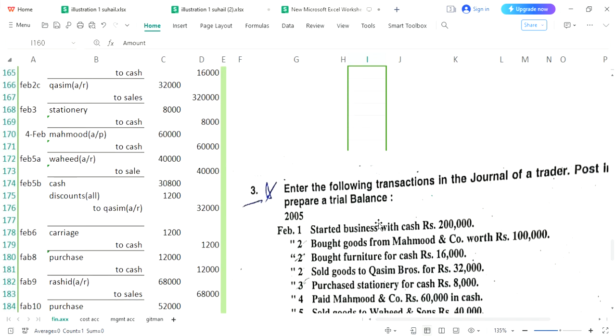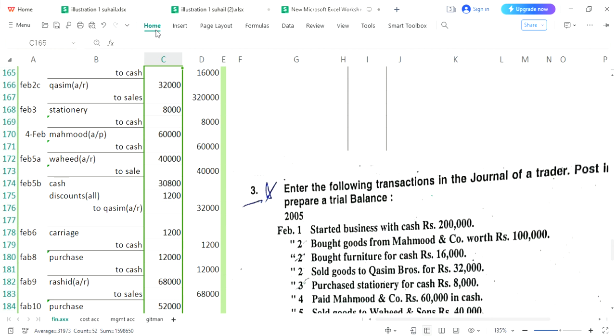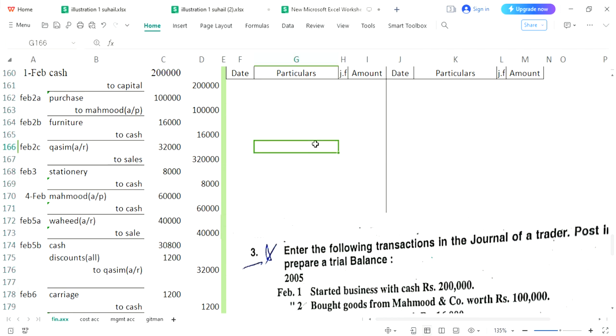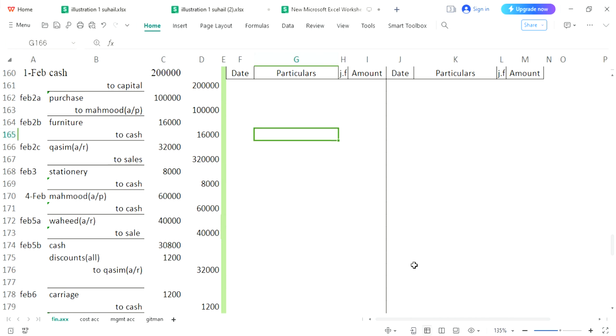So if cash is present on debit side, we will put it on debit side of ledger. If cash is present on credit side, we will put cash on credit side of the ledger. Here we have completed our lines.